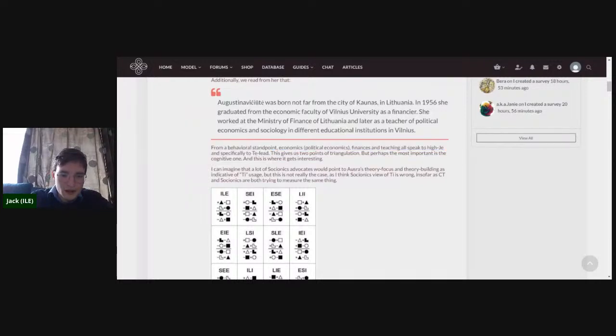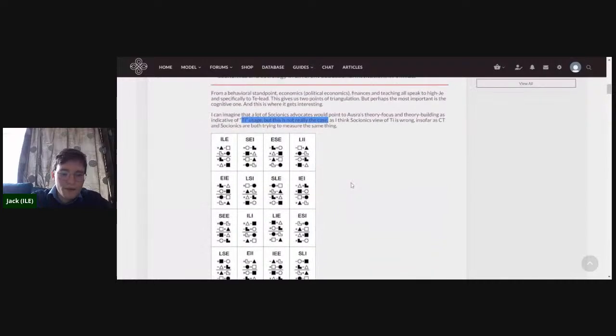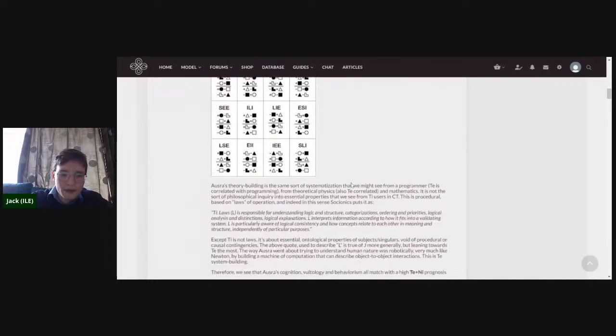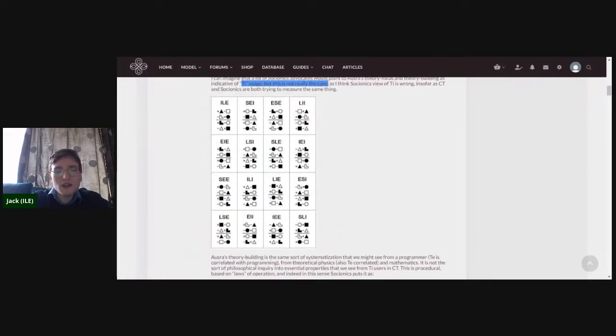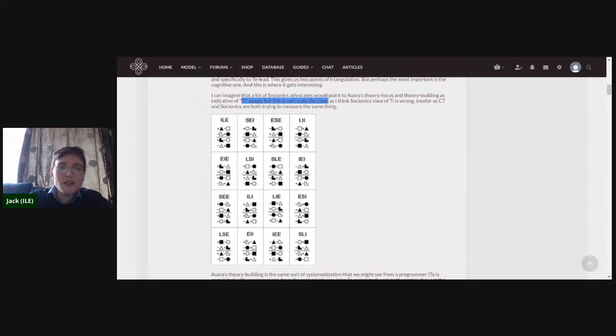So what do we see here? This gives 2 points of triangulation, but perhaps the most important is the cognitive one. And this is where it gets interesting. I can imagine a lot of socionics advocates would point to her theory focus and theory building as indicative of TI usage. This is not really the case, as I think socionics' view of TI is wrong, insofar as CT and socionics are both trying to measure the same thing. Now, I'm not sure why he thinks that this TI aspect is wrong. I mean, that would suggest that you'd reach some sort of radically different definition of TI.